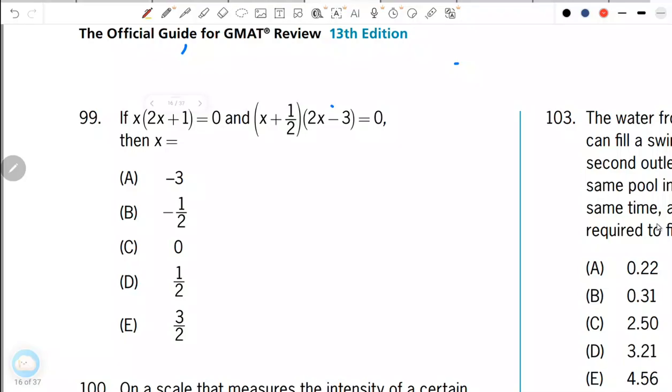Now I will try it in the second place. 2s plus 1, so 2 times minus half is minus 1, minus 1 plus 1 is 0. If you want to solve this, it would have been s plus half times 2s minus 3, and since both of them are 0, you then start solving. But that is just a waste of time. Punishment for not paying attention.